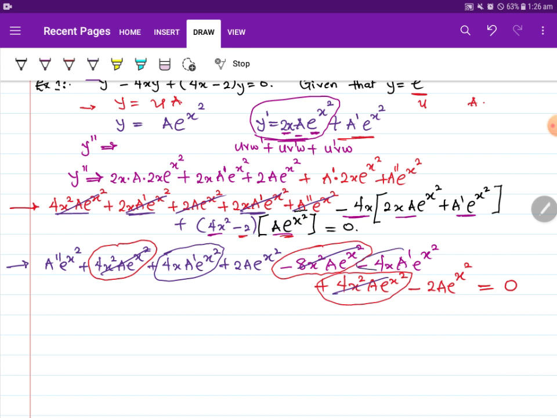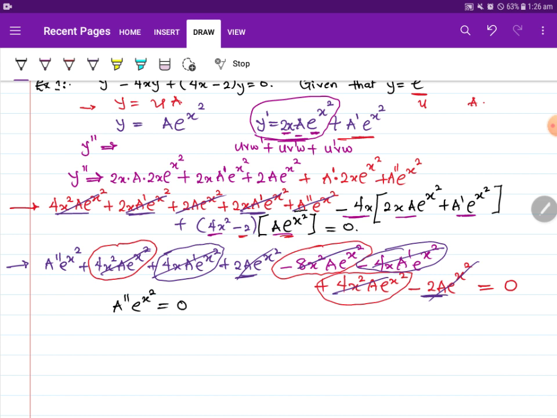is the same thing as what is here. So it means this and this will eliminate each other. Also, what is here is the same thing as this. This and this eliminate each other. So I'm left with what? I'm left with a prime exponential x squared is equal to what? Is 0.